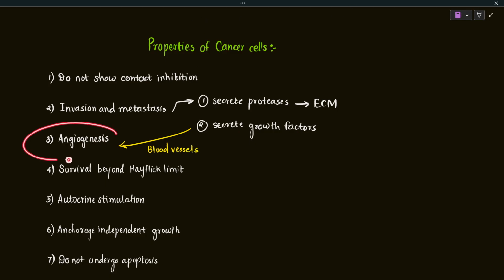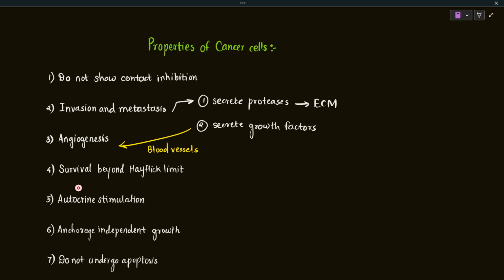And why is angiogenesis important for the cancerous cell? Because the tumor is formed, and the tumor is an uncontrollably growing, proliferating cell mass. So it needs to ensure a constant supply of oxygen as well as nutrients, and that is ensured by the formation of new blood vessels that will provide oxygen and nutrients to the growing cells. That is why angiogenesis is also an important property exhibited by cancer cells.